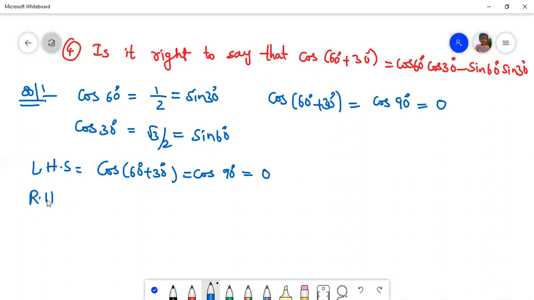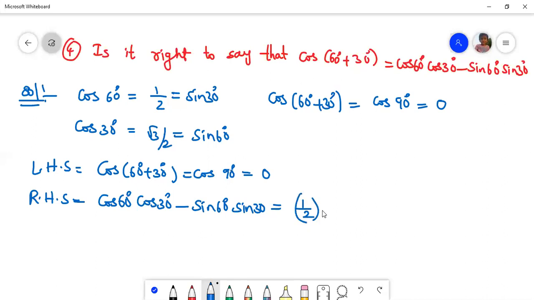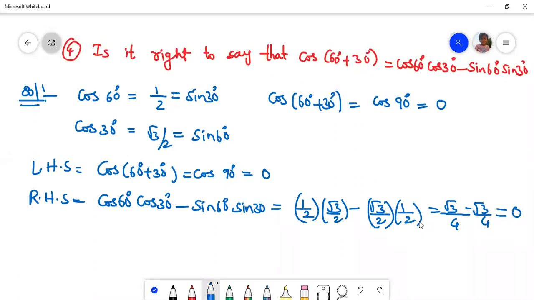Next, to find out the right hand side terms, that is equal to cos 60 cos 30 minus sin 60 sin 30. It is equal to cos 60 value is 1 by 2, cos 30 is root 3 by 2, minus sin 60 is root 3 by 2, sin 30 is 1 by 2. After the product of this, root 3 by 4 minus root 3 by 4. The same terms with subtraction means we will get 0.